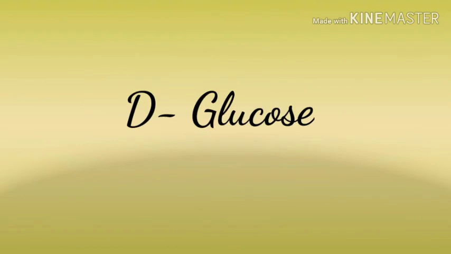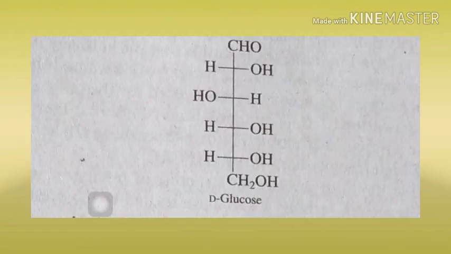D-glucose is the most abundant in nature, and it is the most important in human nutrition. Glucose is what gives us energy to perform any activities. Ripe fruits are a source of glucose. Glucose is also known as dextrose and blood sugar. This is the structure of glucose.